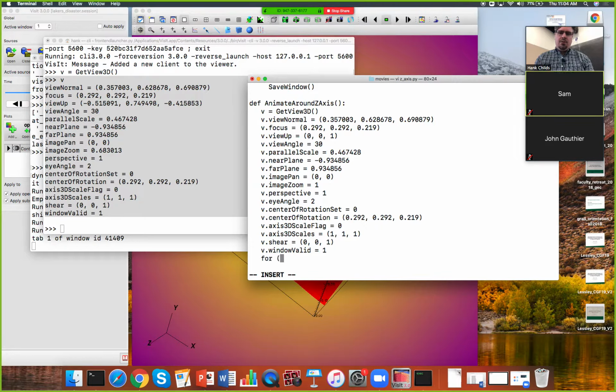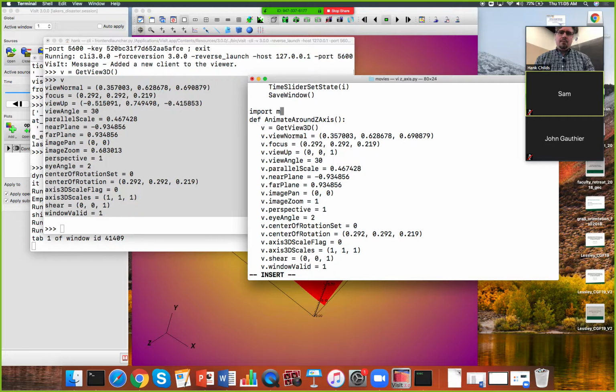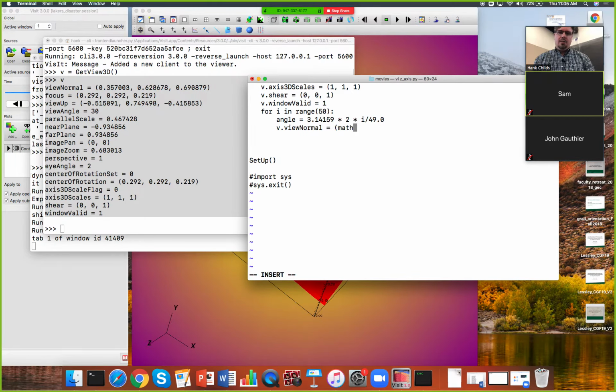And then the big thing is, I'm going to say for i in range 50, v view normal equals, and I'll make an angle equals 3.14. I'm sure in Python there's some way I could get math.pi or something, times 2, so that's 2 pi, times i divided by 49. So that would get me from 0 to 2 pi, right? 50 steps along 0 to 2 pi. And then I'm going to need some sort of import math. And I would set it to be math.cosine of angle, math.sine of angle, and 0. And then I would say set view 3D.